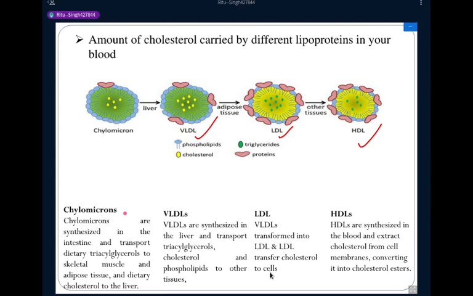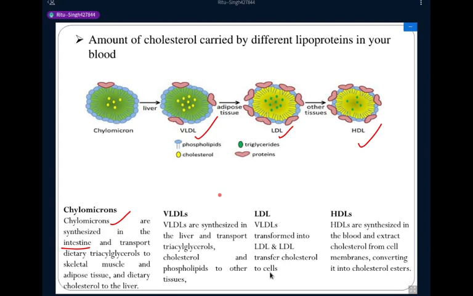So first is chylomicron. Chylomicrons are synthesized in the intestine and transport dietary triglycerol to skeletal muscles and adipose tissue, and dietary cholesterol to the liver. Okay, so this is the function of chylomicron.